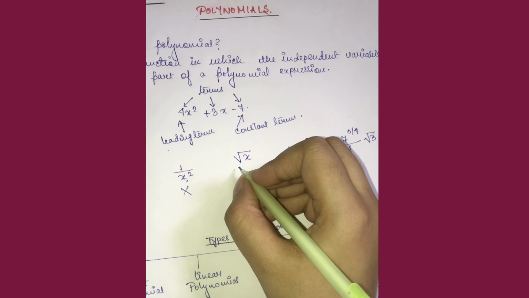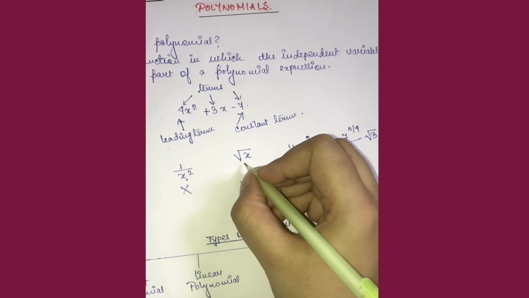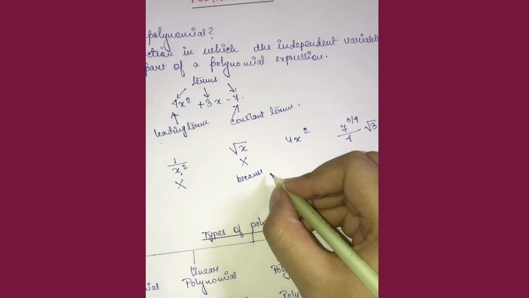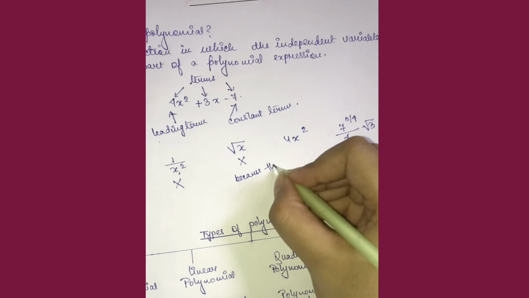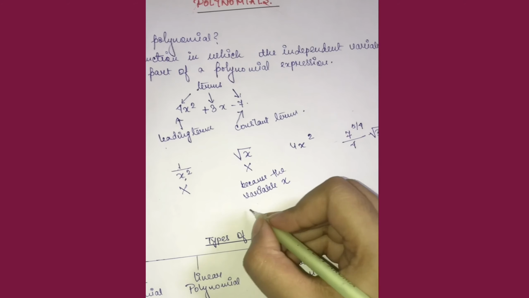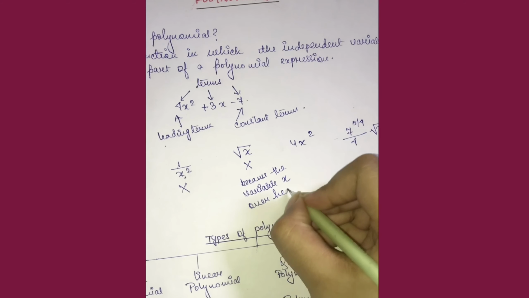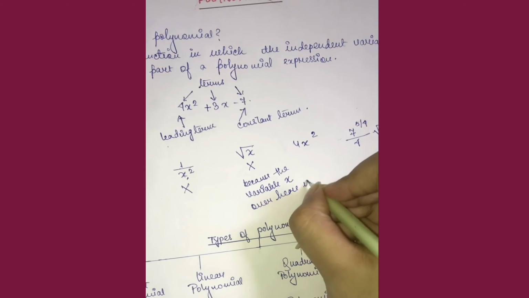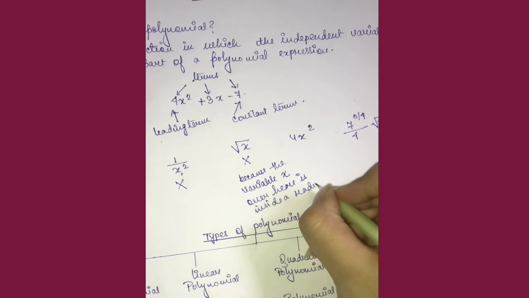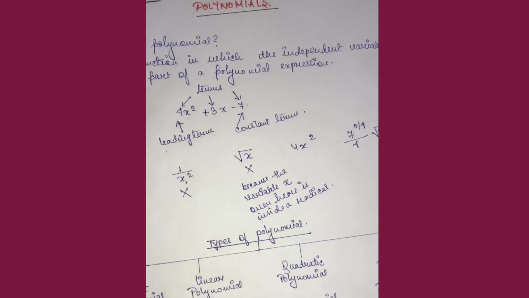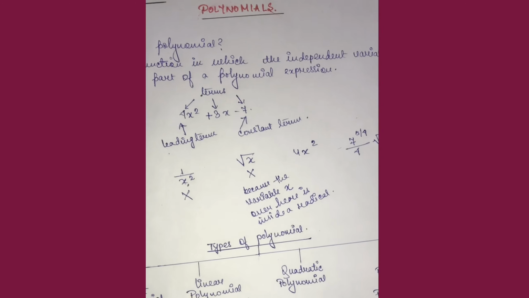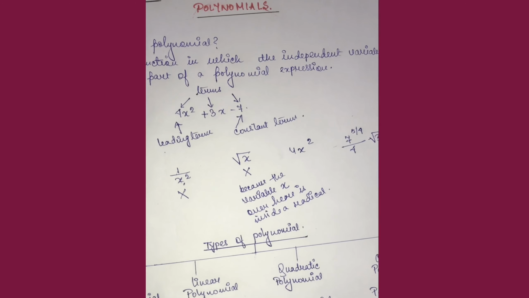Now the next one is root x. This is also not a polynomial. Why is this not a polynomial? Because the variable x over here is inside a radical. Now what is a radical? A radical is the root. A cube root, a square root or any other root is called a radical.